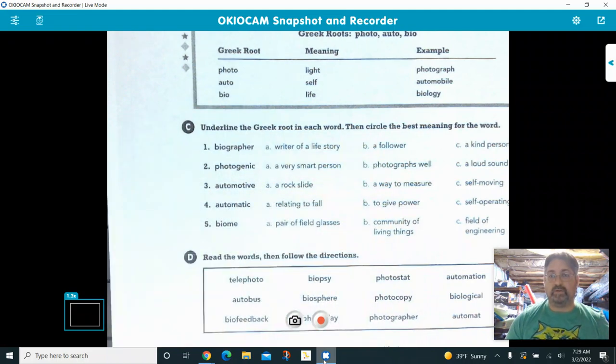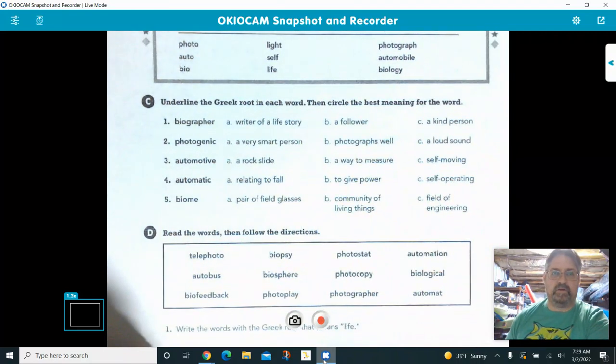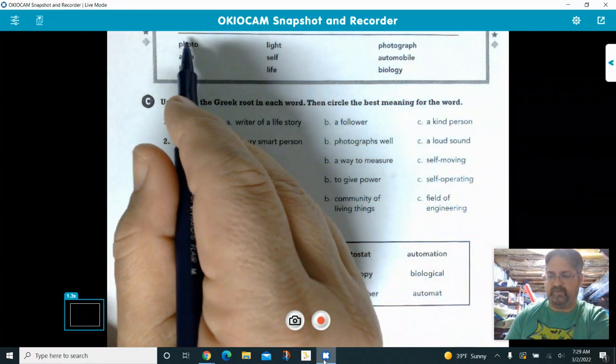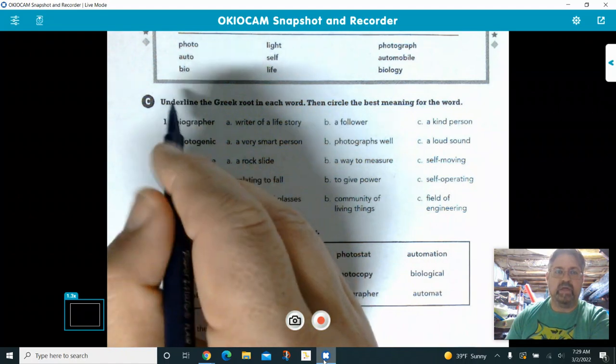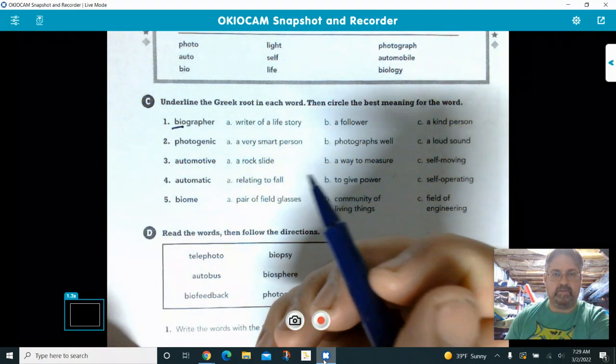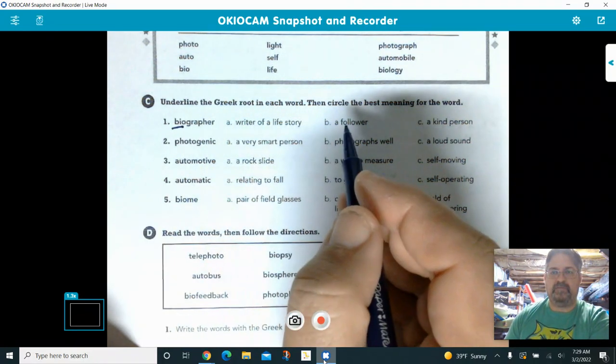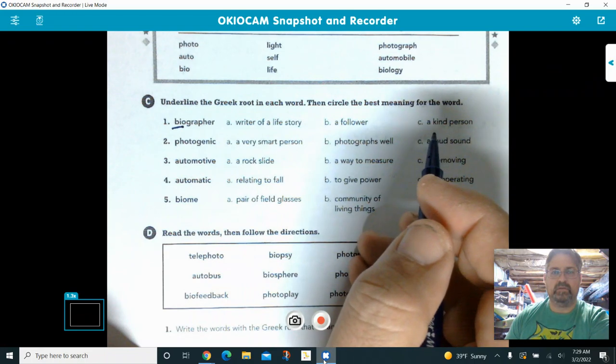Underline that part in each word. Then circle the best meaning for that word. So, like, if I'm looking at biographer, observe photo, auto, bio. I see bio right here. Boop. So I'm going to underline bio. Biography. He's a writer of a life story, a follower, or a kind person.